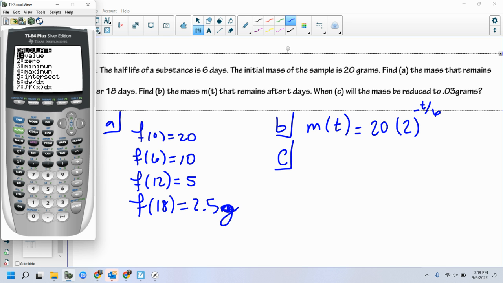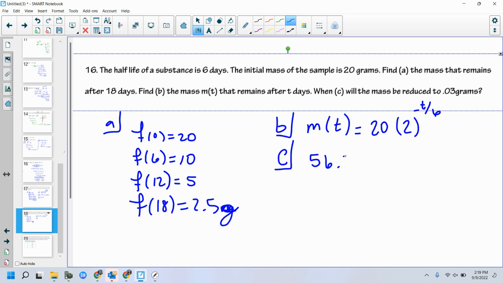Okay, second, calculate, intersect, enter, enter, enter. 56.28. Yep, that's the exact amount that I have in my binder. 56.28, the exact amount if I do it algebraically. Okay. Days. Days? Yeah, days.